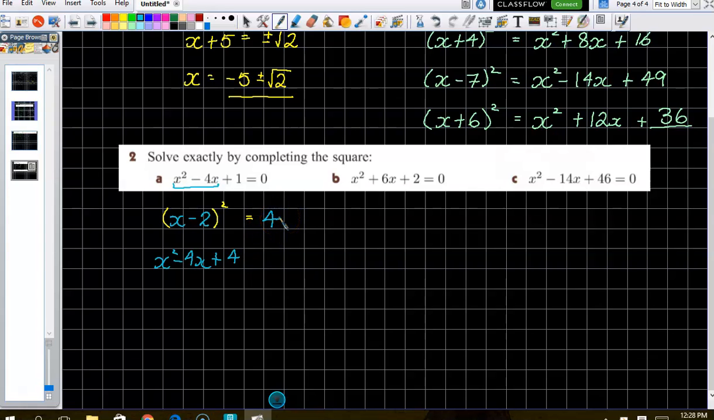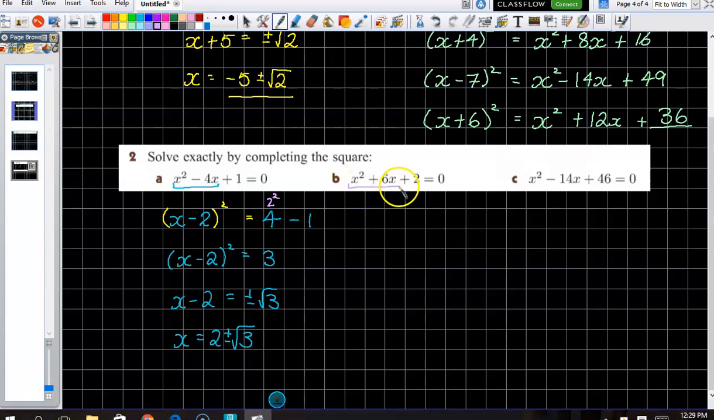How do I get rid of the plus 1? Minus 1. And we're pretty much done. So we've got x take 2 squared equals 3. And now, how do I get rid of the squared? Square root, plus or minus. How do I get rid of the take 2?